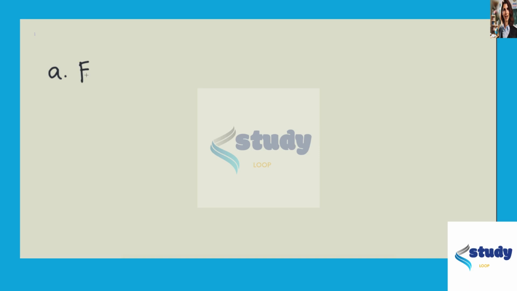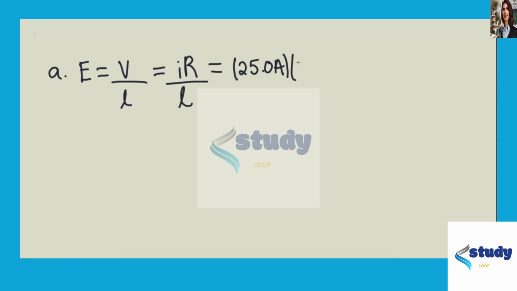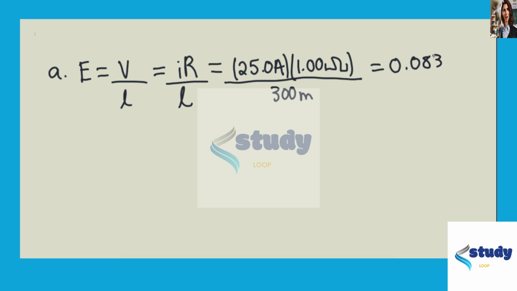For part A, we're going to find the magnitude of the electric field at point P. So E, the magnitude of the electric field, would be equal to the voltage divided by the length. According to Ohm's law, this would be equal to the current times the resistance divided by the length. This would be equal to 25.0 amps multiplied by the resistance of 1.00 ohms divided by the length of 300 meters, and we have an electric field of 0.0833 volts per meter.